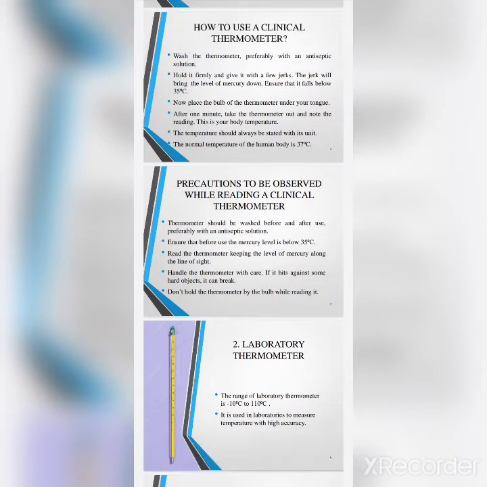Now, let's see the precautions to be observed while reading a clinical thermometer. The thermometer should be washed before and after the use with an antiseptic solution. You should ensure that the mercury level is below 35 degrees Celsius. Read the thermometer keeping the level of mercury along the line of sight, that is, up to your eye level.